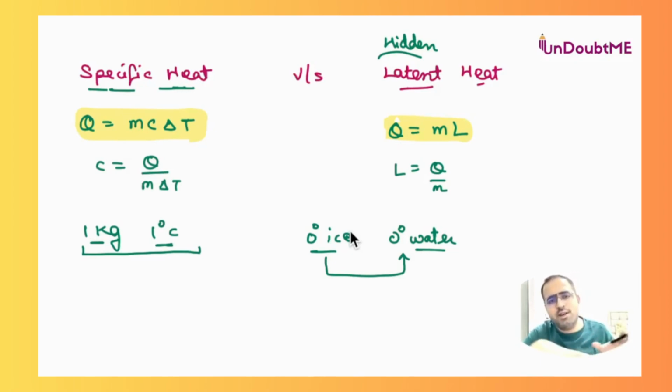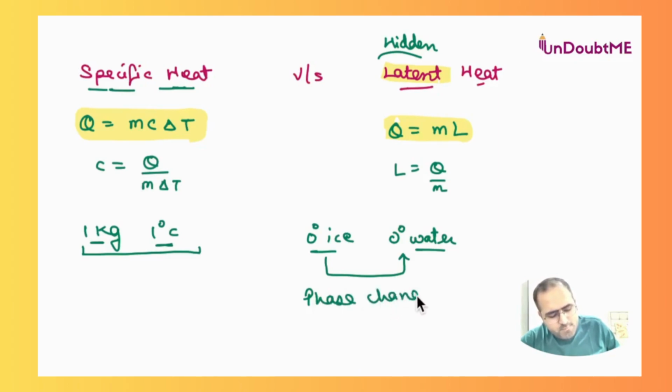When you are giving external heat to 0 degree ice, it is turning to water, but that external heat is not being used in raising the temperature. It's just 0 degrees only. So where is that heat going? That heat is the latent heat. So latent heat is basically the heat which is required for phase change.